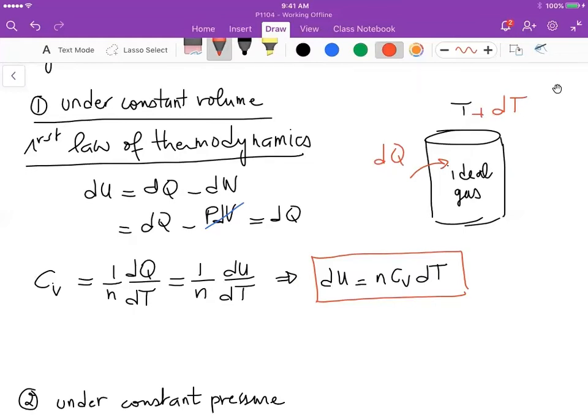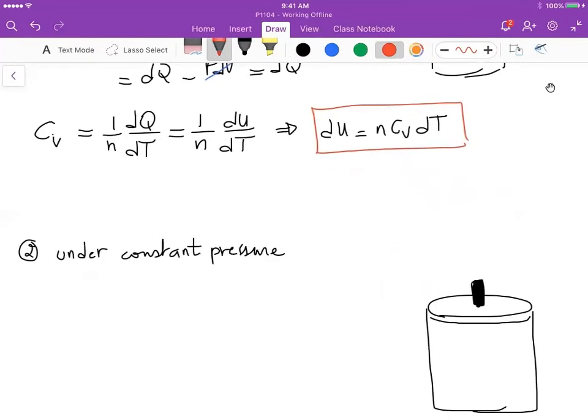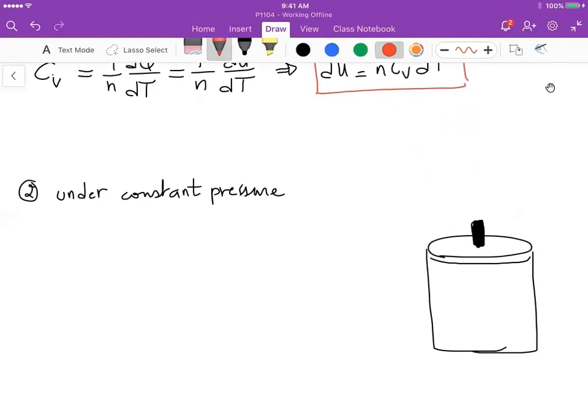Now, we can do the same experiment, but instead of a constant volume condition, we will have a constant pressure. So we're going to put our ideal gas inside a cylinder, and this cylinder is equipped with a movable piston. The piston can move slowly to maintain a constant pressure all the time. And we are going to do exactly the same experiment. We supply this system with dQ in such a way that the temperature of the system, which is initially T, increases by an amount dT. So we're going to do exactly as we did previously.